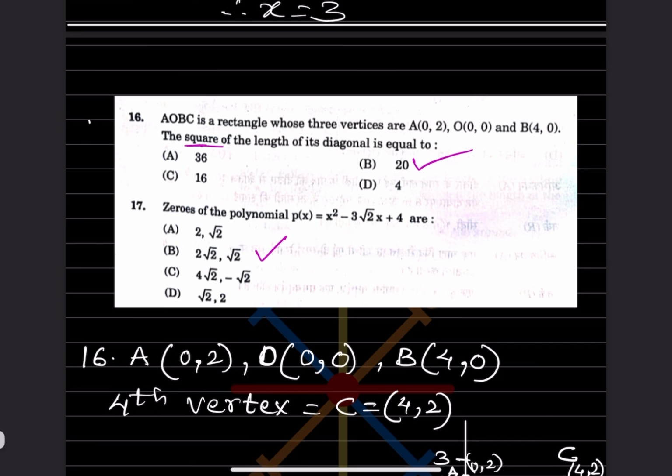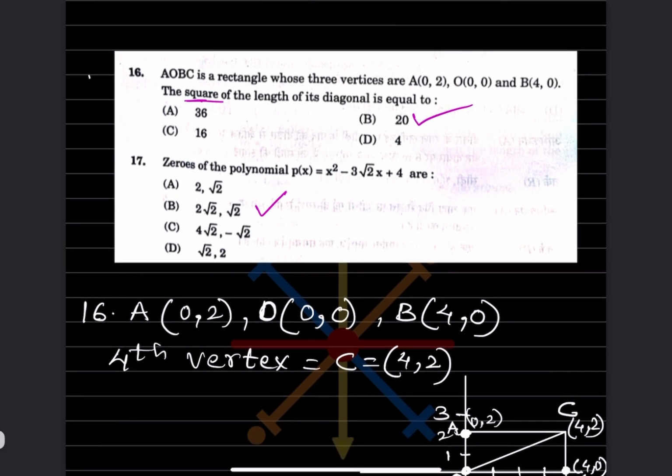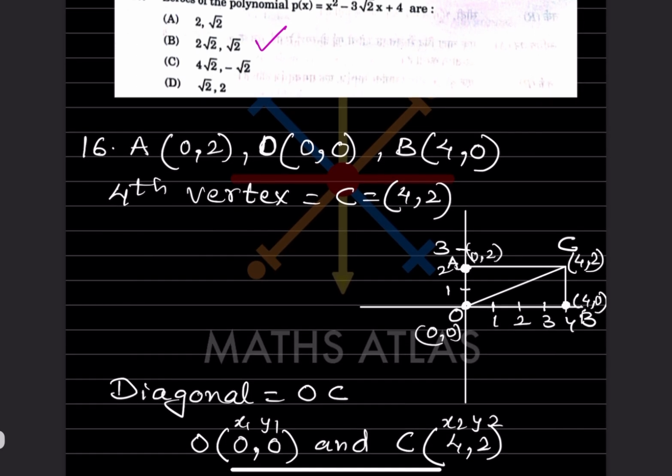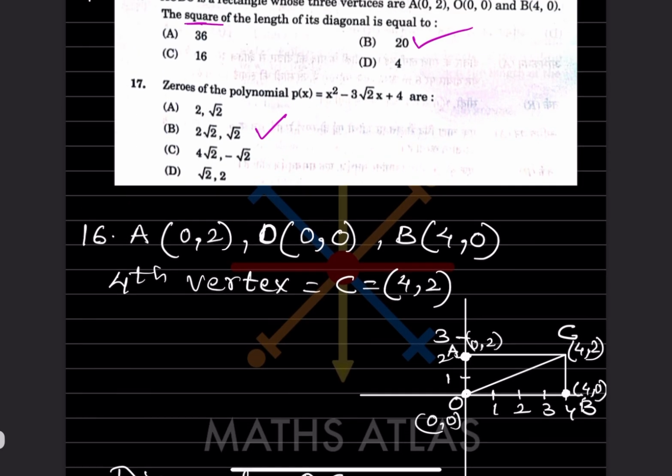AOBC is a rectangle whose 3 vertices are given: A, O, and B. You have to find the square of the length of its diagonal. So what will you do? First thing, we will roughly plot these vertices, and the fourth vertex, because it is a rectangle, we have to find what that will be.